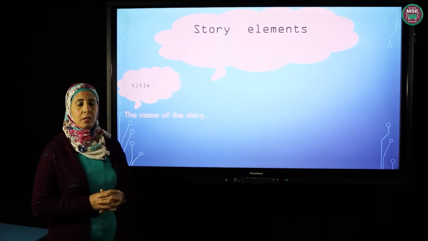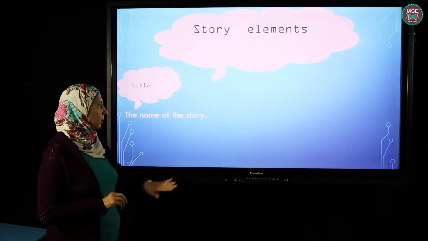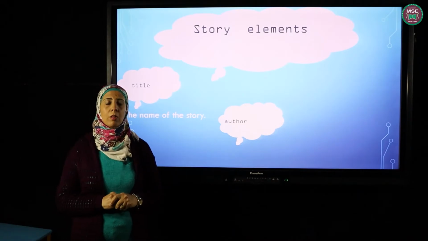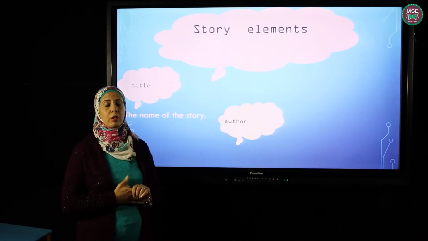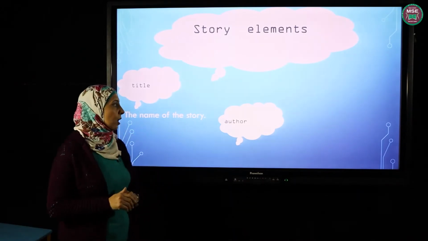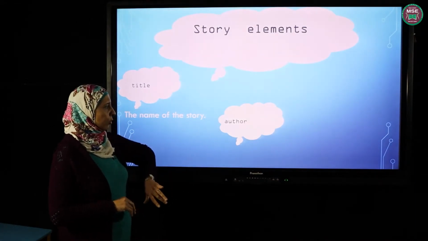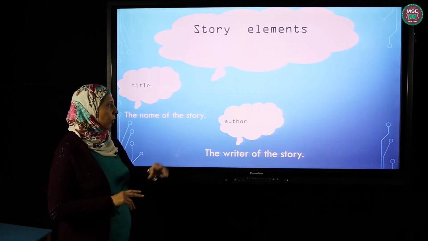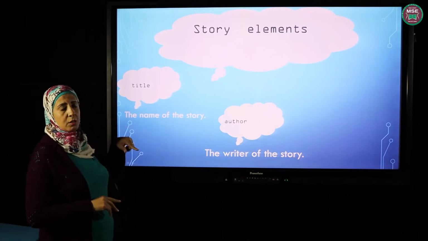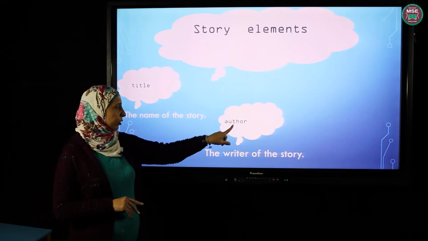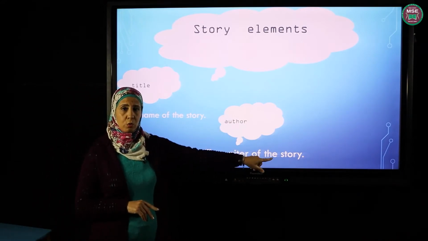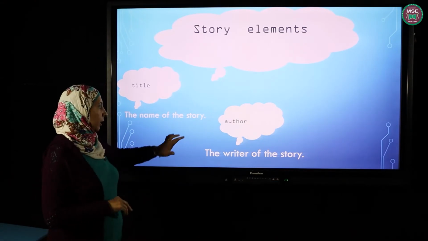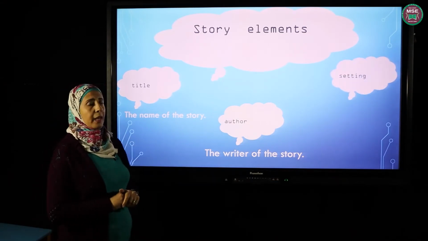Our story this year is called Dr. Dolittle. The second element is the author. What does it mean, author? The author means the writer of the story, the person who writes this story. The author of our story this year is Hugh Lofting. Okay, let's revise again. The title means the name of the story. The author is the writer of the story. The writer of the story, Dr. Dolittle, is Hugh Lofting.